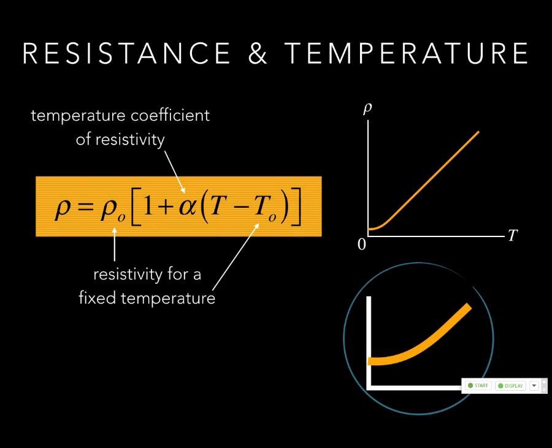So as T approaches absolute zero, okay, this would be absolute zero as you go this way on the temperature scale, the resistivity has a finite value. That's this rho naught, okay? So that's why this is here. So at some temperature, you get this constant rho naught. All right?